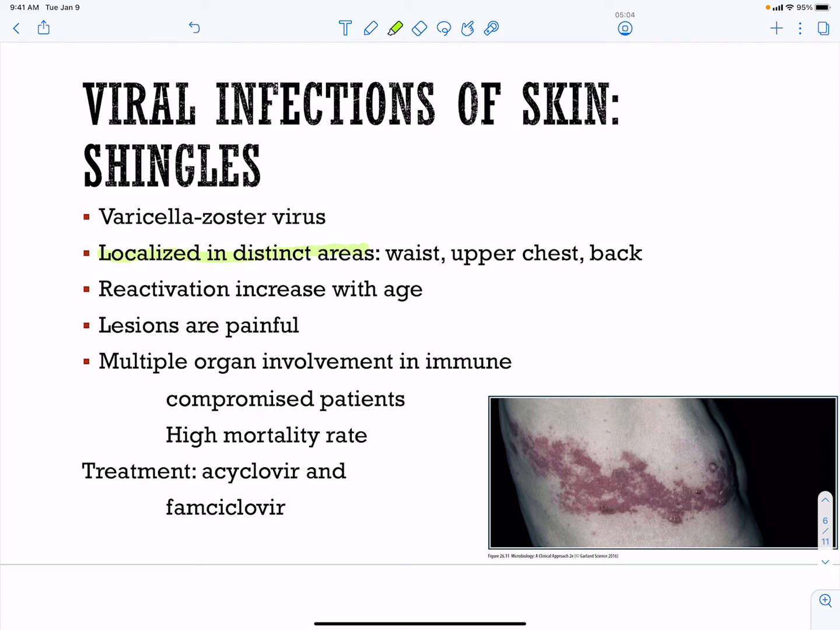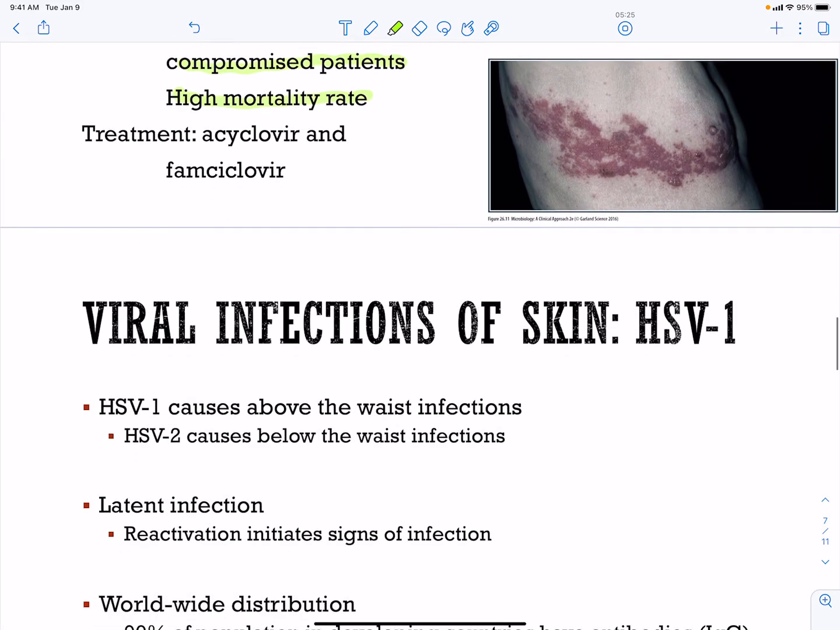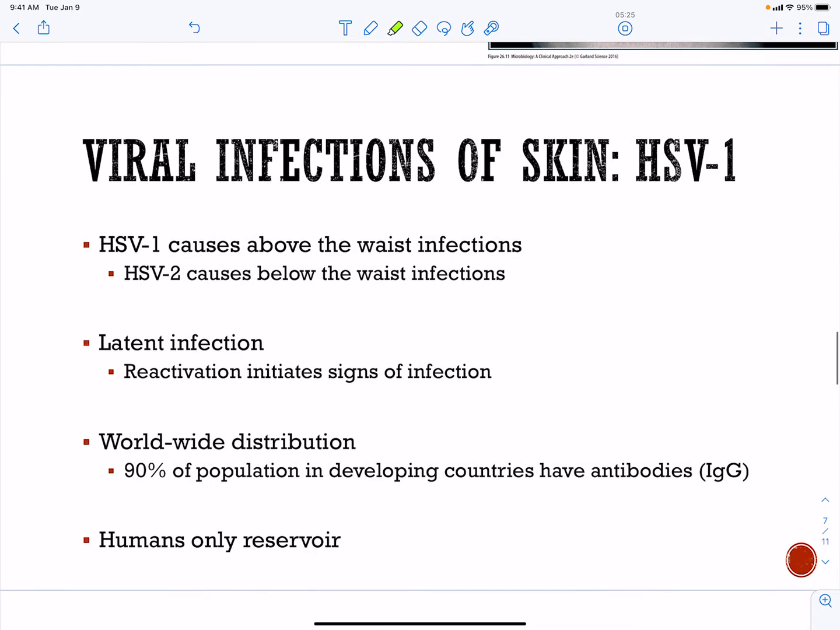The lesions are going to be painful. The virus is hanging out in your nerves, so when they get reactivated, they're going to damage your nerves. That's going to be painful. You can have multiple organ involvement, dissemination of the virus in people with compromised immunities, and this tends to have a high mortality rate in these individuals. And there are some treatments for this, acyclovir, for example. It is a herpes virus, so we do have nucleoside analogs for herpes viruses.